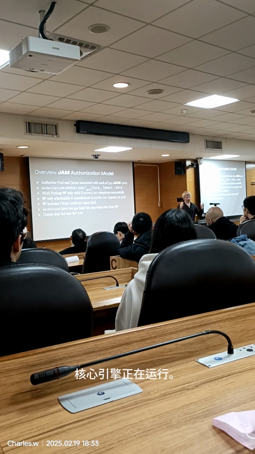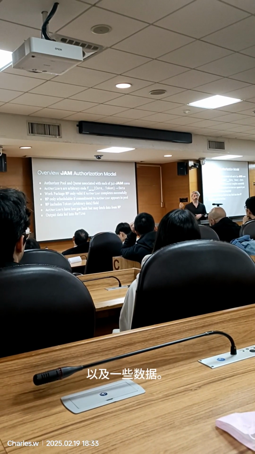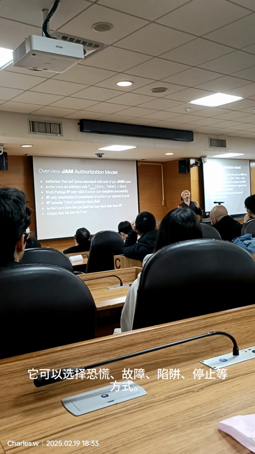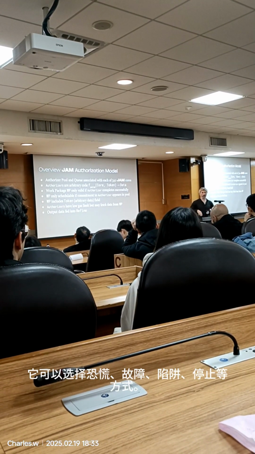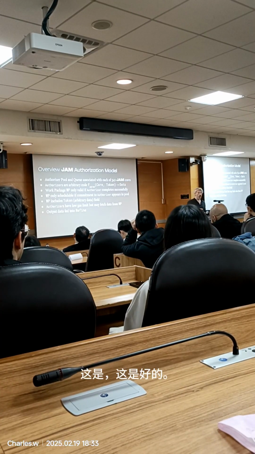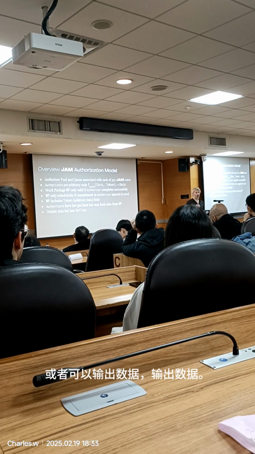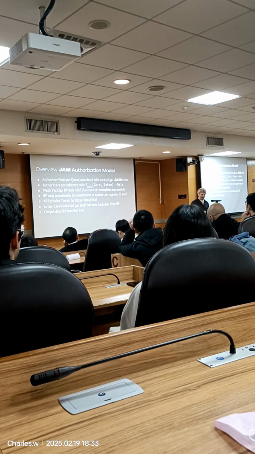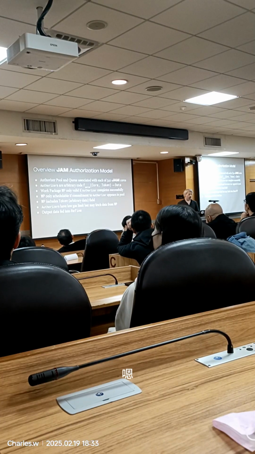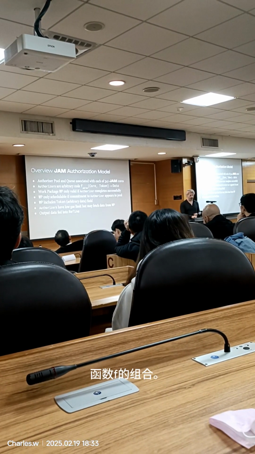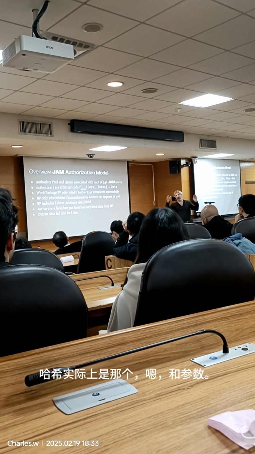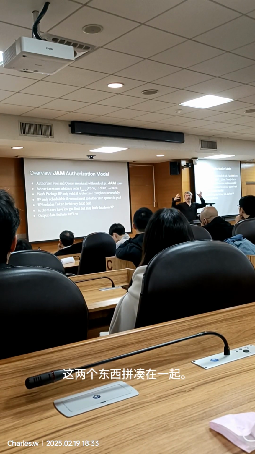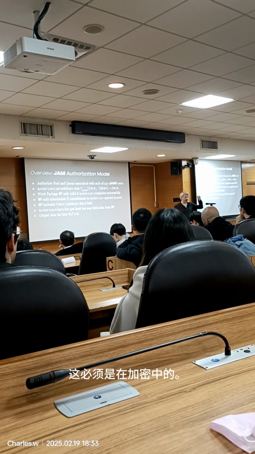core index that's running it, for what it's worth, and some data token. And it can either panic, fault, trap, stop, like, this isn't good, or it can output some data. If it outputs data, it means that the authorization is okay. It gets to choose what data it outputs. The combination of the function f, the hash actually of that PDF, and the param, those two things hashed together give you the commitment that has to be in the authorizable.